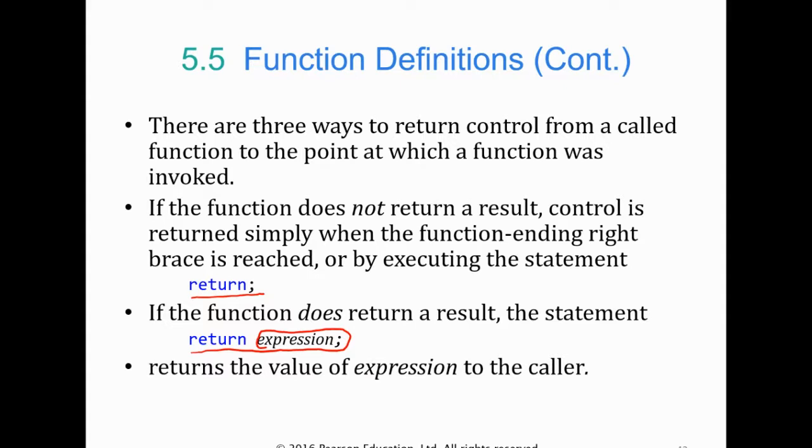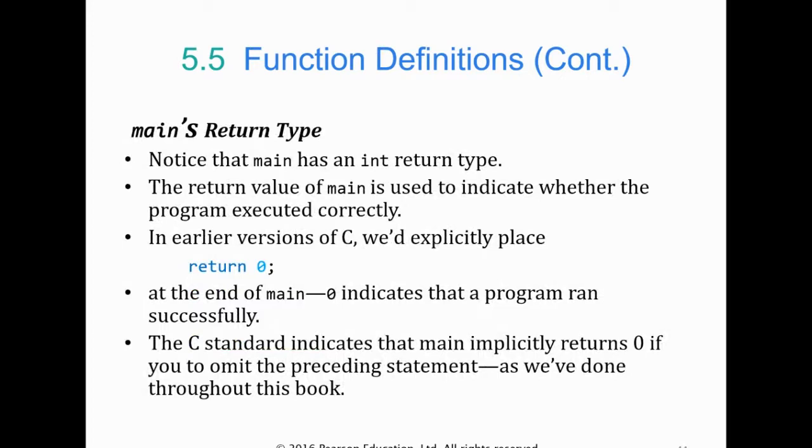So it will not return the expression. If you have an expression like x multiplied by y, it will give you the result of this, put it inside some temporary variable, and that is something that you will send back to the function that was calling you, right? And you've already seen that with most of our programs, we used to write return 0.